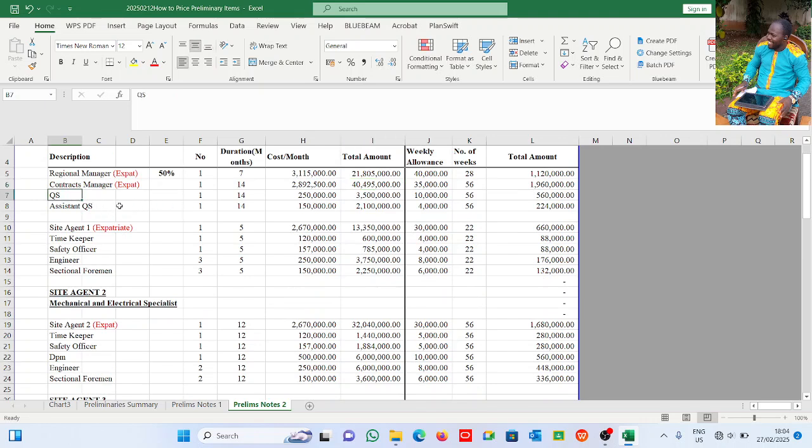Of course, you see, it's not an expatriate. He will be staying there for 14 months. He's being paid 250 per month. This is what he's going to be paid for that particular period. Assistant QS is being paid 150 for 14 months.